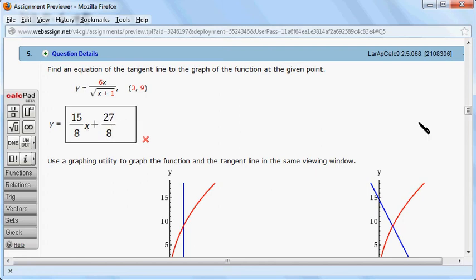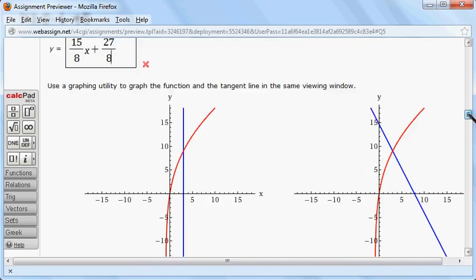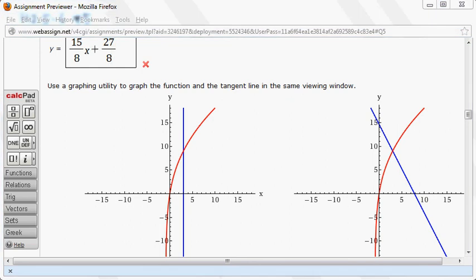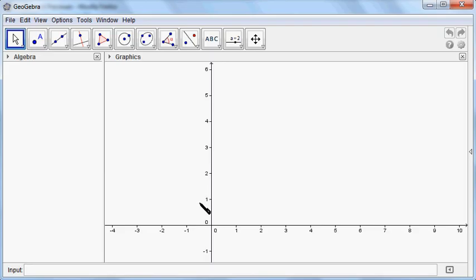So we have that. Then we have to get a graph, so let's sketch the graph too. I'm going to bring out GeoGebra. So open up GeoGebra and type in the tangent line first. y is equal to 15 over 8 times x plus 27 over 8. Type that correctly, then hit enter. So you get the line.